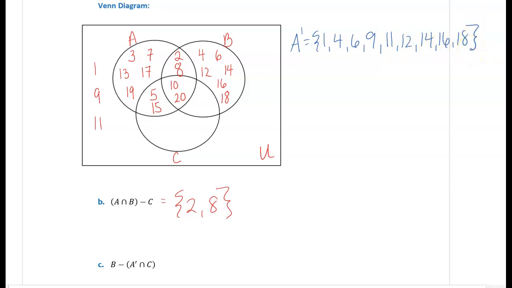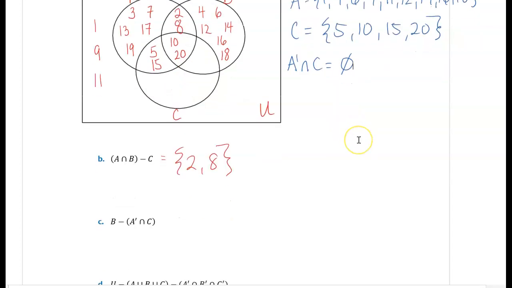We need to intersect that with set C. So if I'm looking at the intersection with set C are the elements 5, 10, 15, 20. If you notice, there are no elements in the intersection of the complement of A and C. So it's the empty set.